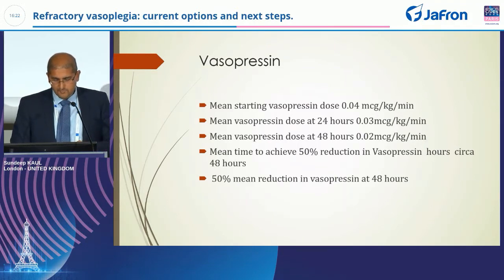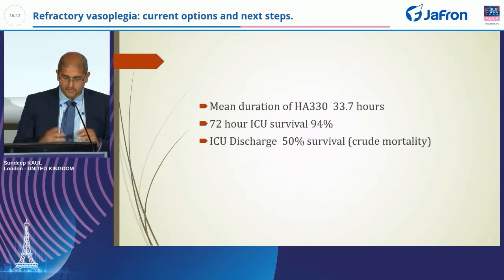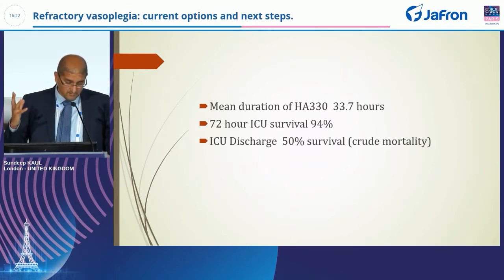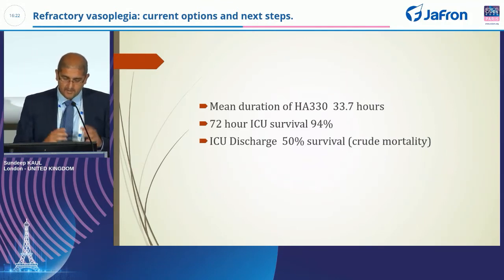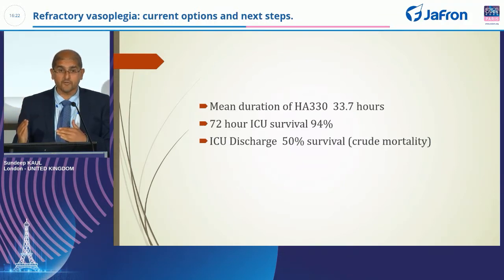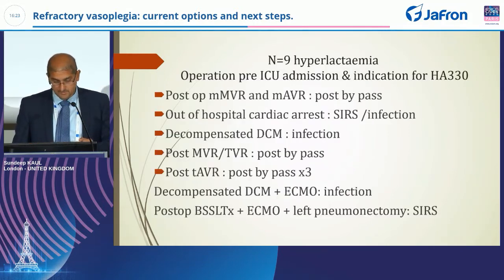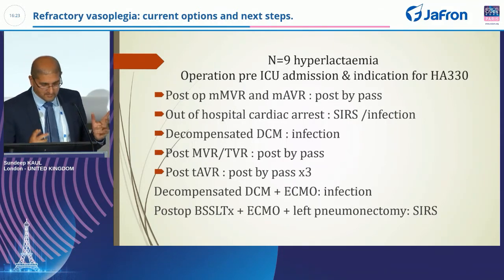The vasopressin reduction was 50% in 48 hours. Much easier to define, interestingly. And the mean duration of our HA330 was 34 hours. It's a mean; obviously, I haven't given you the ranges. 72-hour ICU survival is 94%, but look at that. At discharge, it's 50%. That's a long drop, isn't it, from 94 to 50? Phew. So there's got to be something there that's missing. That's why I say I'm not the father of the bride in that one. I'm the brother-in-law. Something isn't quite right.